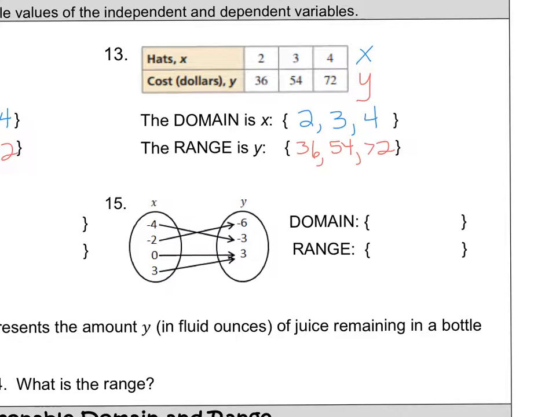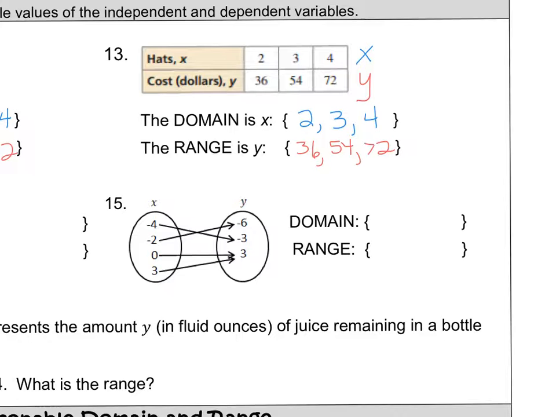a graph with discrete data, separate points. The easiest way and the safest way to do this is to go ahead and write the ordered pair beside each point. And then I take it one step further and I put all my ordered pairs into an XY table so that I make sure to list all of my X's and all of my Y's as domain and range. So go ahead and get your answer to number 14.